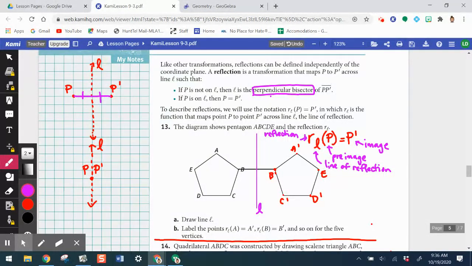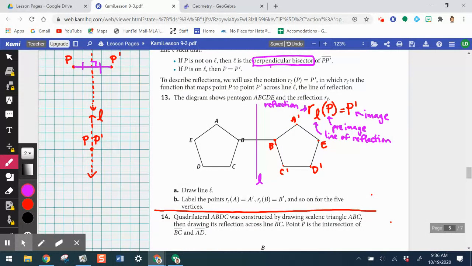Also, it told us that it's the perpendicular bisector, so the line of reflection is also perpendicular to the segment that connects a point and its image. That's if the point is not on the line of reflection. However, if some point is on the line of reflection, then P equals P prime. In other words, and I drew it down here, if a point is on the line of reflection, it doesn't move. P and P prime are located in the same location, because however far a point is from the line of reflection, that's how far it must remain after the reflection. So hopefully you're getting those two key characteristics regardless of whether we're on or off the coordinate plane.